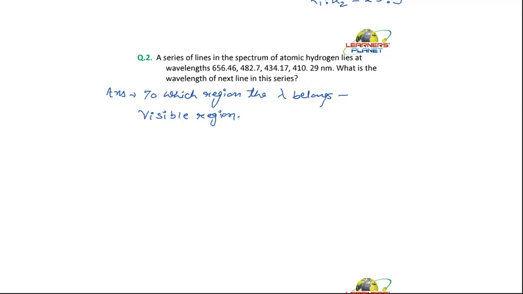Now students, which series is in the visible region? It's Lyman, Balmer, Paschen, Pfund, Brackett. Which of them is in the visible region? The Balmer series, right? So here we will write it as Balmer series. These wavelengths belong to the Balmer series.